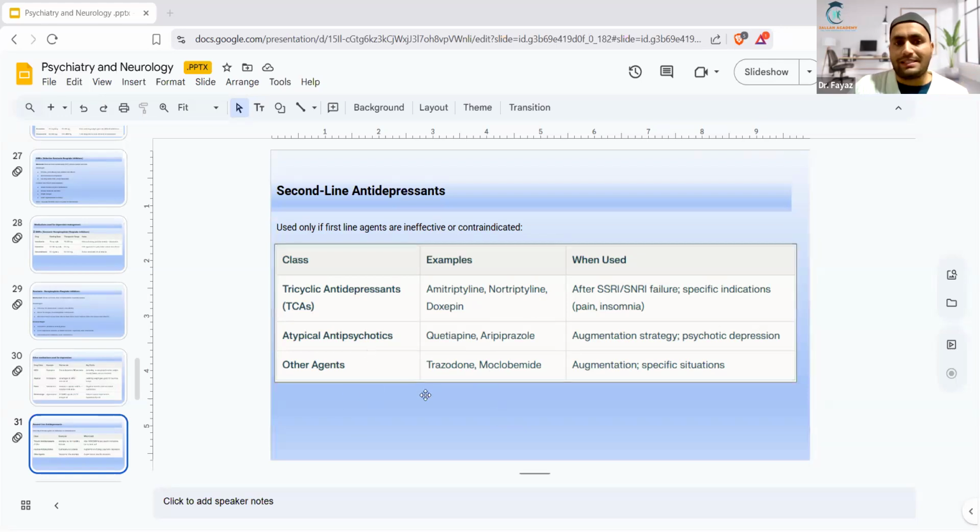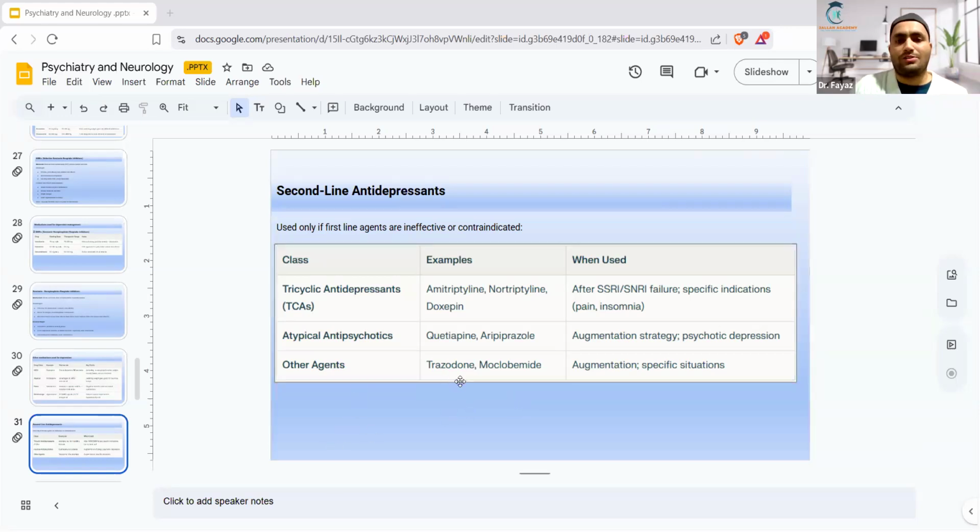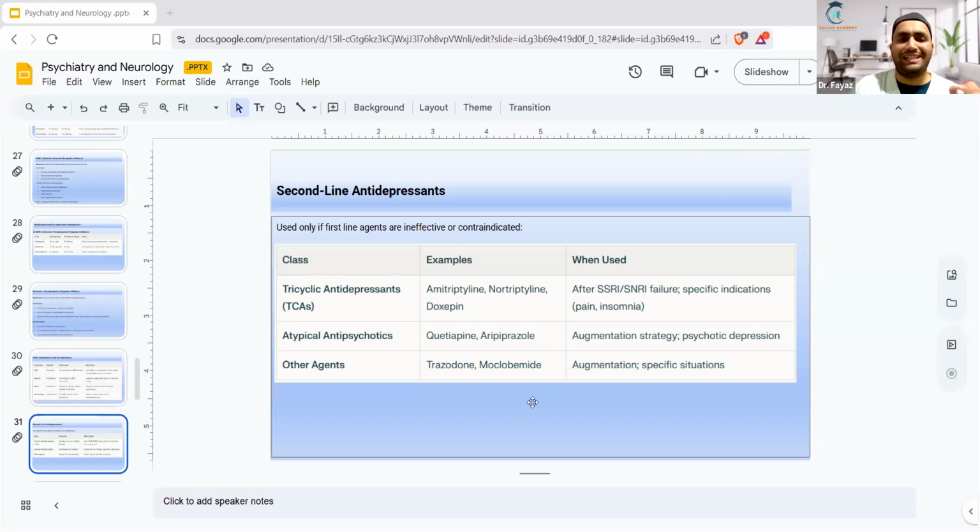We have some atypical antipsychotics like quetiapine and aripiprazole. They are used in very severe cases, or cases of depression that also have psychotic features like delusions or hallucinations. There are some other agents like trazodone. Trazodone also helps with sleep. One very known side effect from trazodone is that it can cause priapism in men. We have moclobemide. We can use them as augmentation and in specific situations only. They are not for everyone.